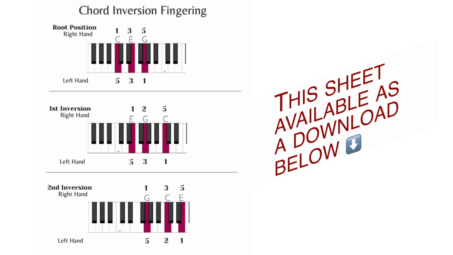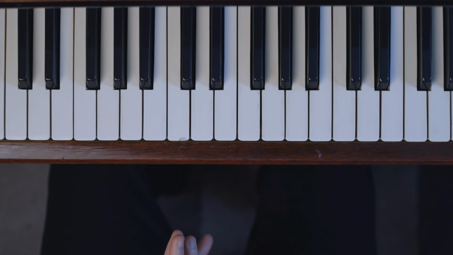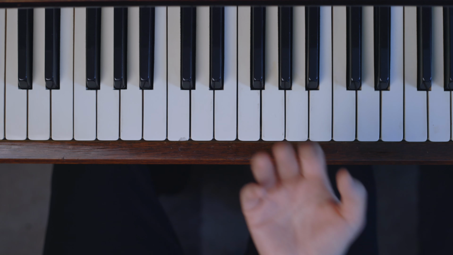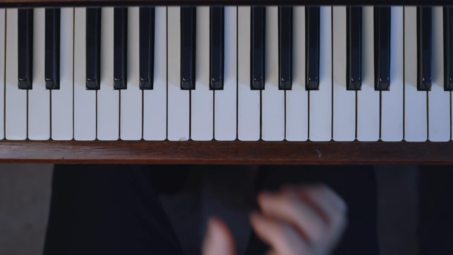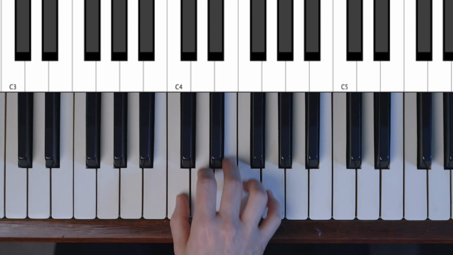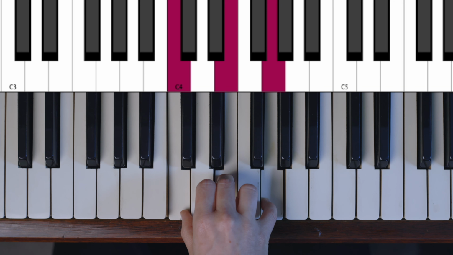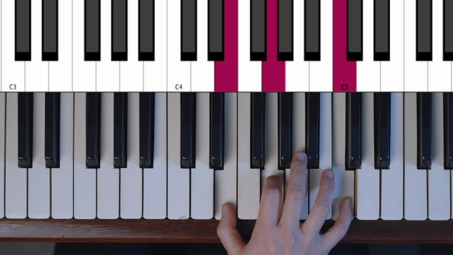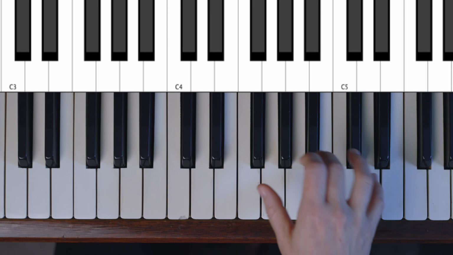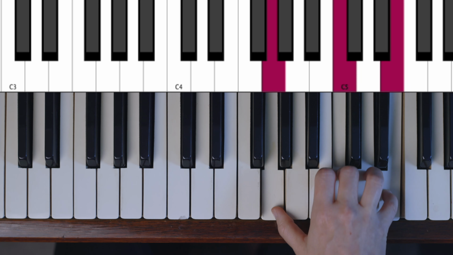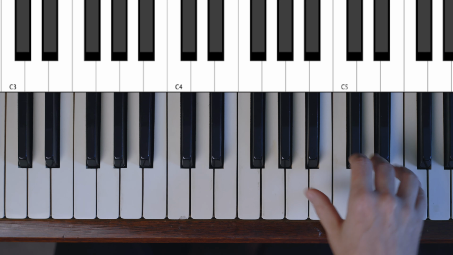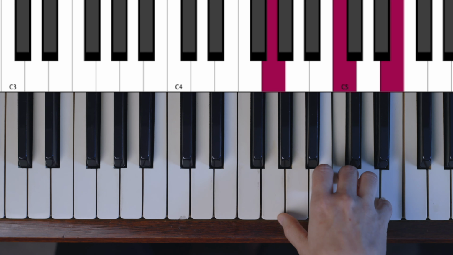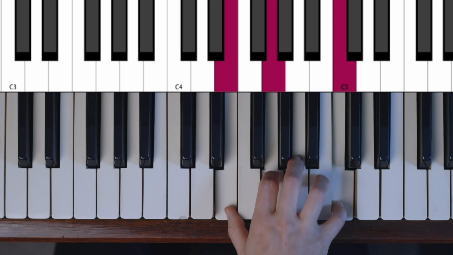To practice your inversions, definitely start with hands separately. I'm going to show you the basic inversion exercise, and I'll start with my right hand. So I'm going to play a C major chord in root position, then follow it with a first inversion, then second, then root position again, 1 octave higher. Now I'm going to go back down, so second, first, and root.